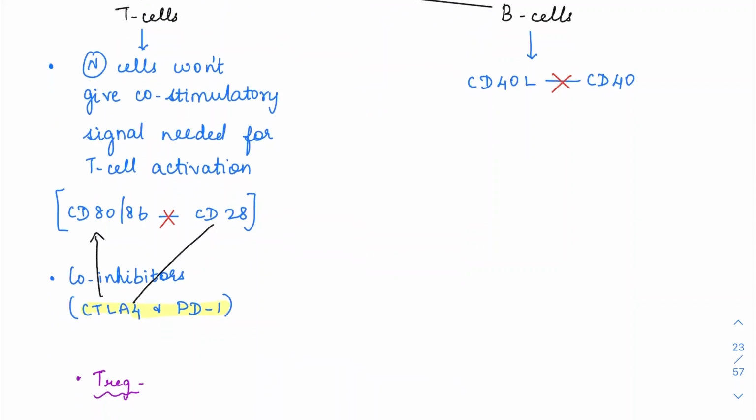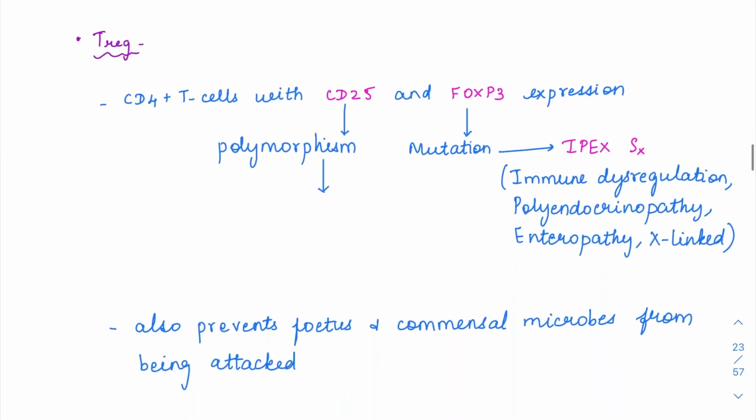B cell activation was because of the CD40 and CD40 ligand interaction, right? So this interaction cannot take place when a normal cell is going to be presented. Without this, B cell activation cannot take place. So that will result in B cell anergy. The second mechanism of anergy is T regulatory cells.